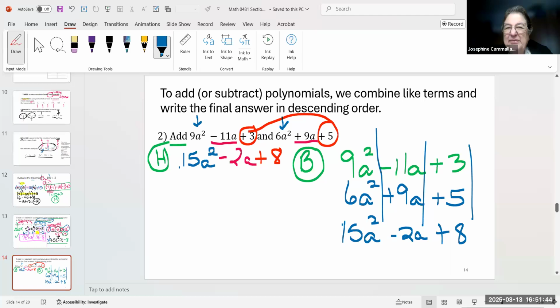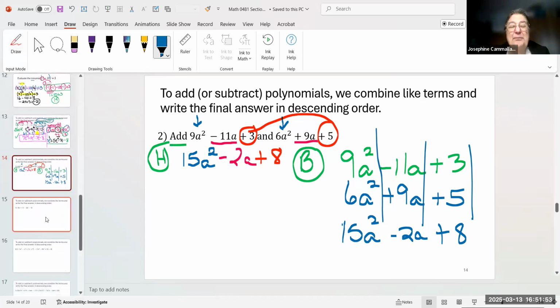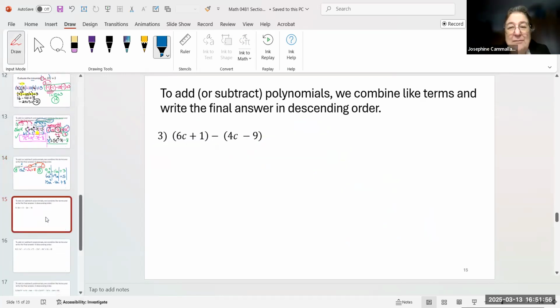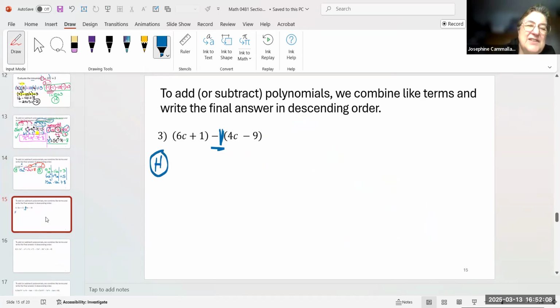Now, this one was easy horizontally. Sometimes it's not always as nice. And this is right here. Now, horizontally, this works really nice. But I have to remember, see that -1 in front here? Horizontally, this is 6c plus 1 minus 4c plus 9.